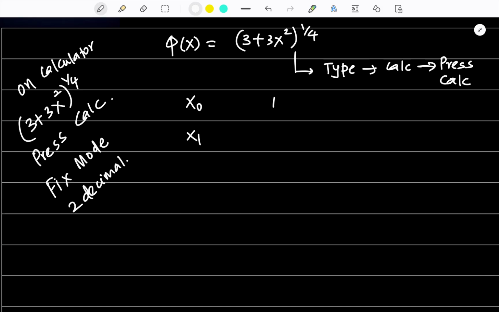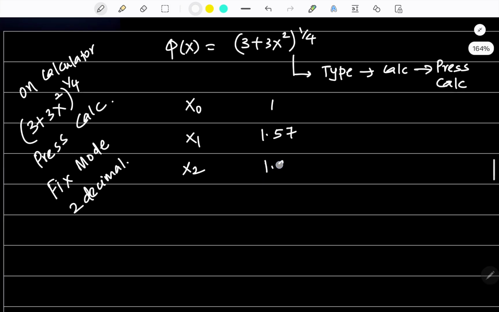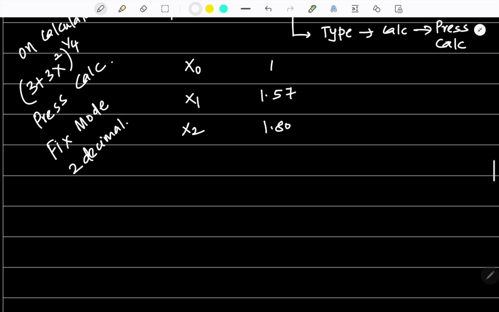Initial approximation 1. So now it is 1.57. Again press calc and then enter 1.57, press equal: 1.80. Again press calc and enter 1.80, so it will be 1.89. When should I stop? If two values are the same, I have to stop. This is not the same. Keep in mind x4, x5, x6 like that. Again press calc 1.89, which gives 1.92. Again press calc with 1.92, you will get 1.94.